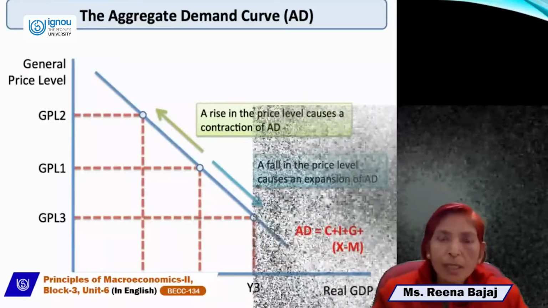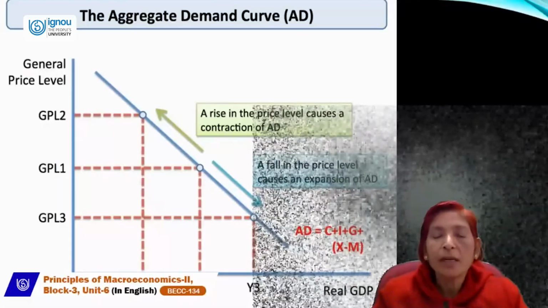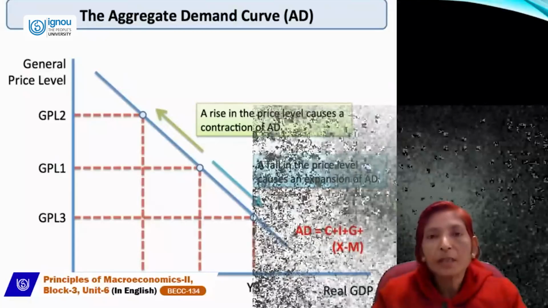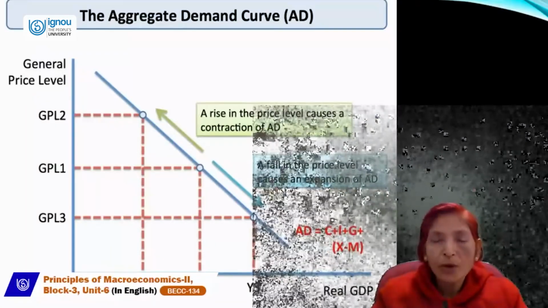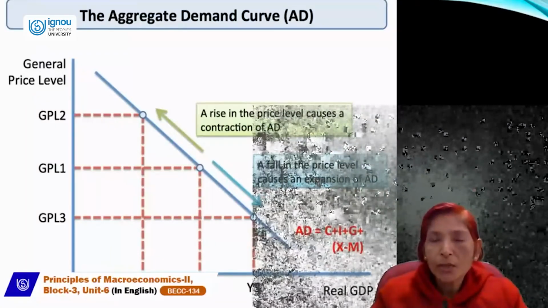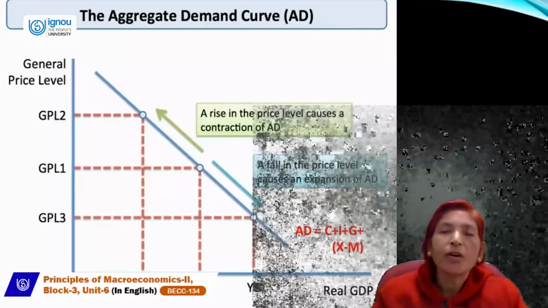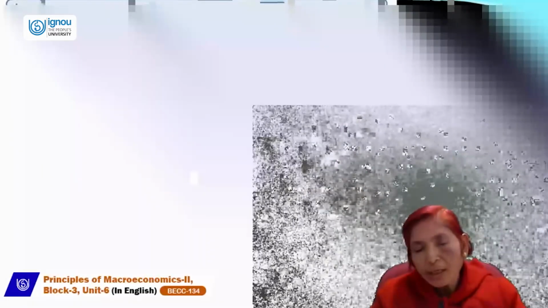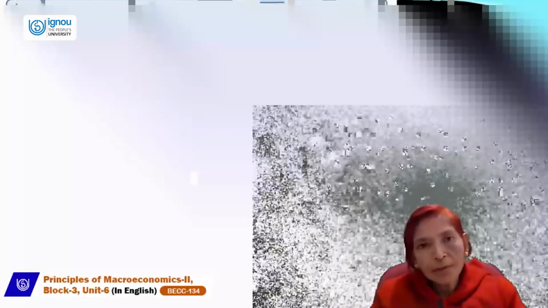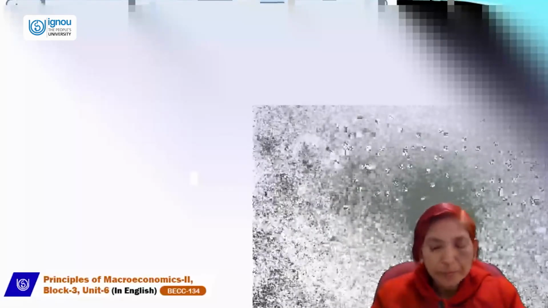We can show expansion of aggregate demand and contraction of aggregate demand with the help of this arrow or movement. If we are showing upward movement, that will be called contraction of AD, and if we are showing downward movement, it will show expansion of aggregate demand.